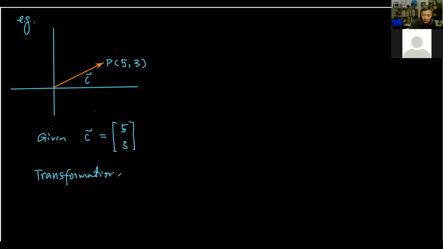Transformation matrix. In other words, every transformation in mathematics can be represented by an appropriate matrix. I just use R here, the simple one. This would be 0, 0, 0, 0, and 1, -1. The question: what would be the new vector? After R transformation, what do we obtain?